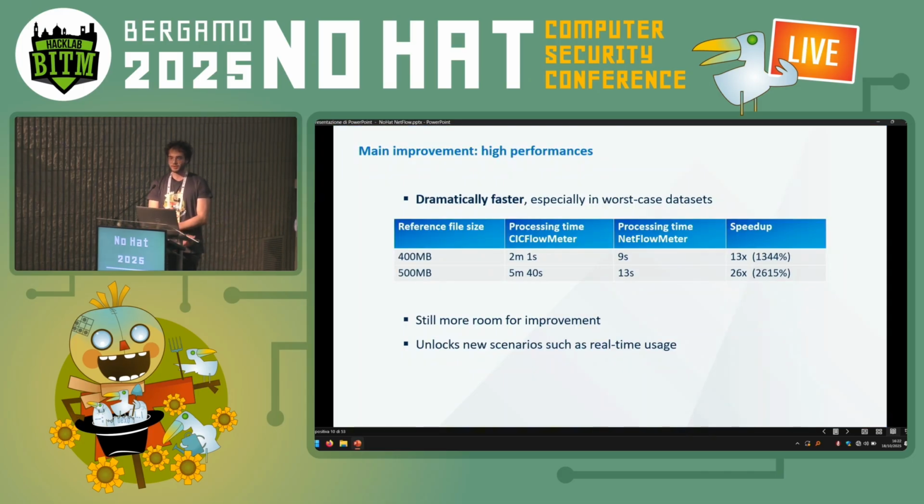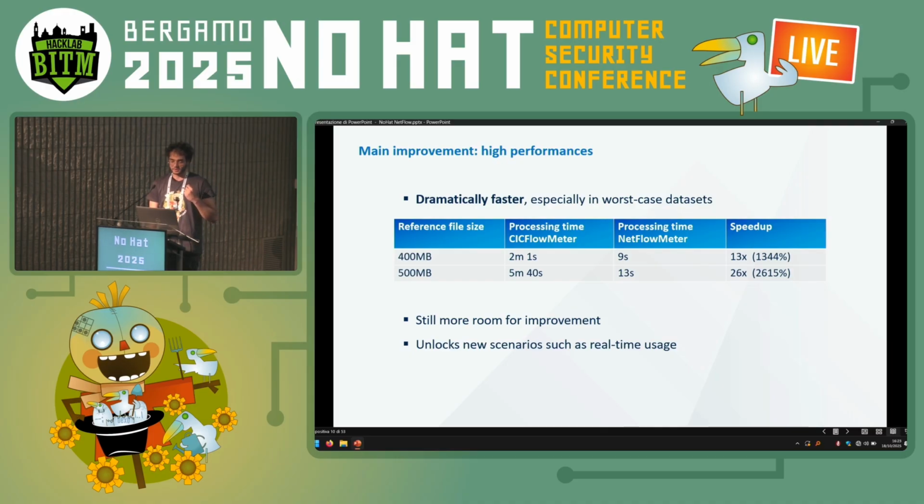The biggest improvement we bring to the table is high performance. On average, we are 10 times faster, and on certain worst-case scenarios, we're up to 26 times faster. This 500 megabytes example here is a pickup file which contains many very short flows, which really hammer the garbage collector in CIC-FlowMeter.